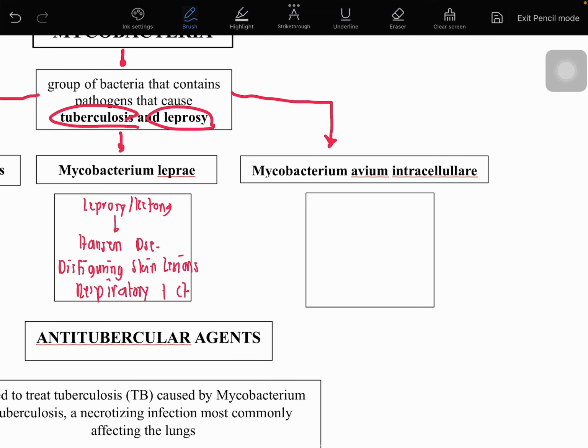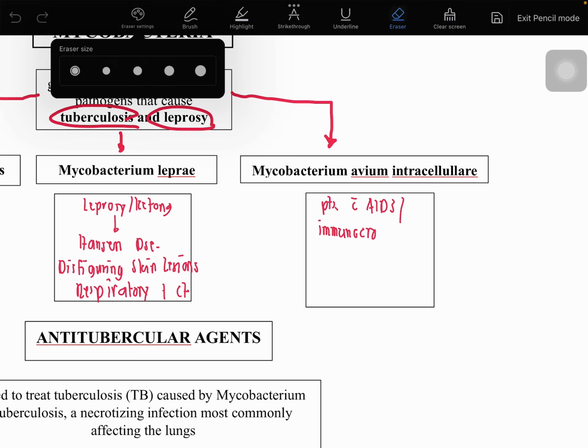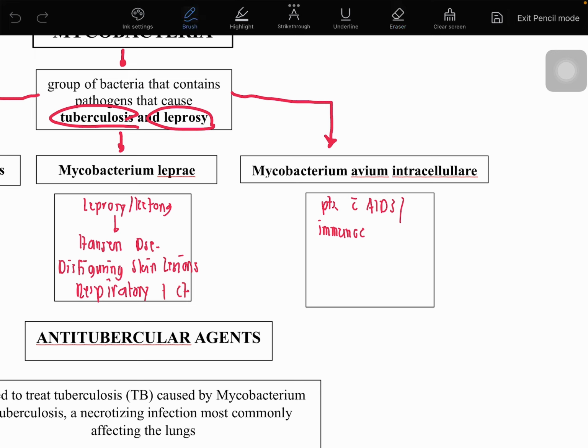Okay, aside from that one, we also have your Mycobacterium avium intracellulare natin. Ito po usually, yung ating nakikita natin tong sakit na to, or agent na to, sa patients na merong AIDS, or your acquired immune deficiency syndrome, or in other patients who are actually severely immunocompromised.